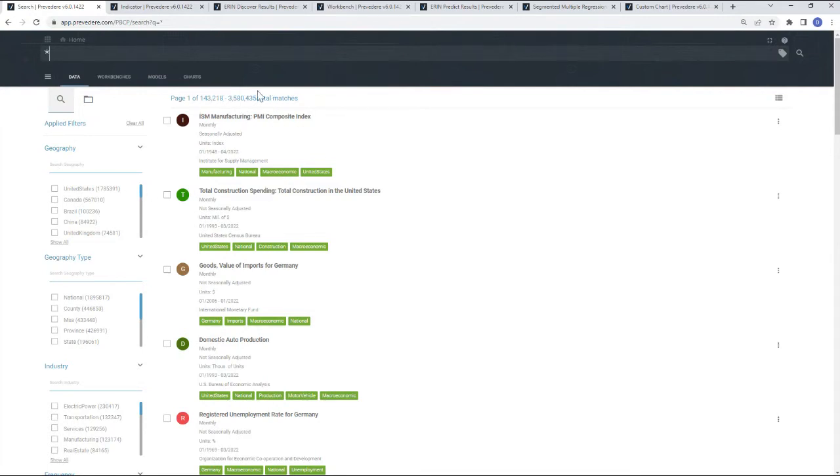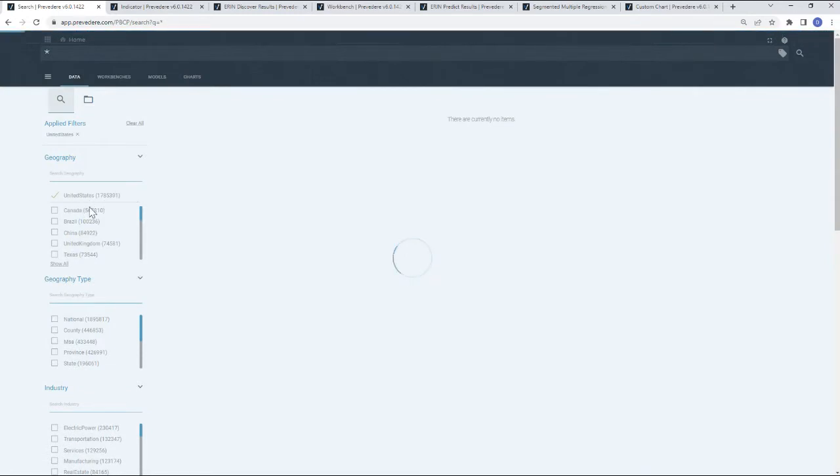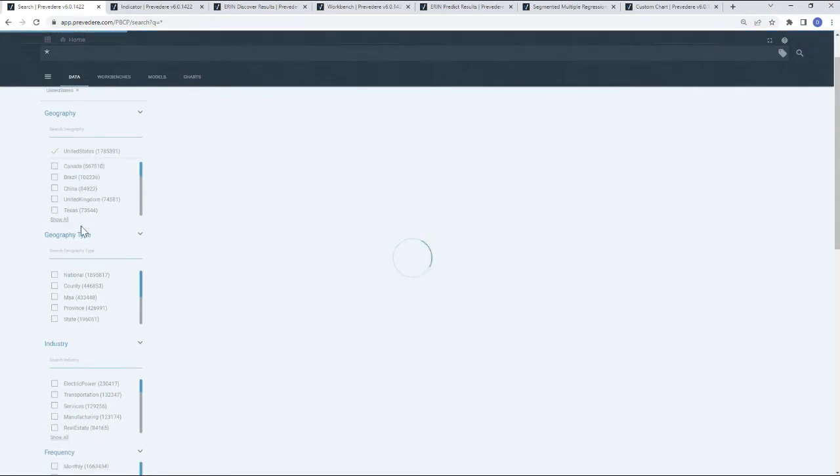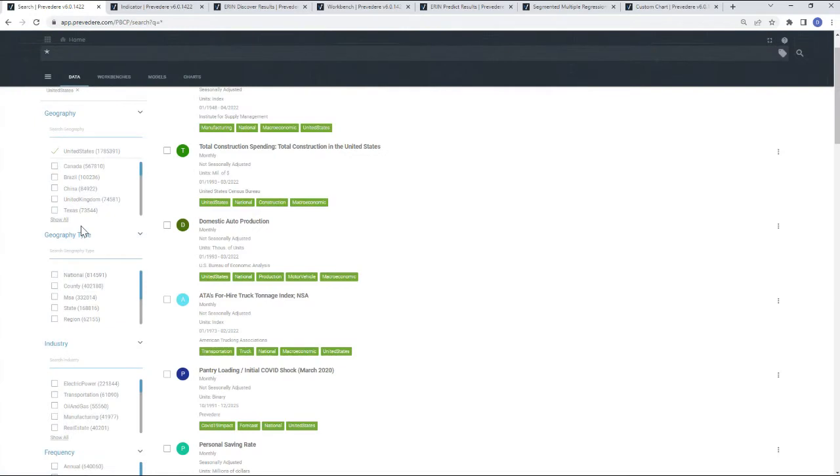So here you can see currently we have over 3 million data series. We have all different geographic types. So we've got all of the countries around the world. For this example, let's just take a look at the United States. When we want to look at the data, we can look at different types of geographies. So what do I mean by that? Well, within the United States, we could be looking at national level. So really, maybe I just want to forecast my total US sales.